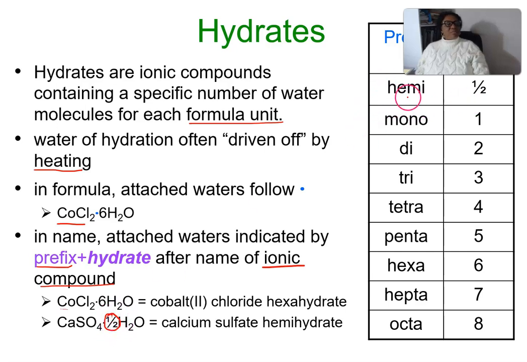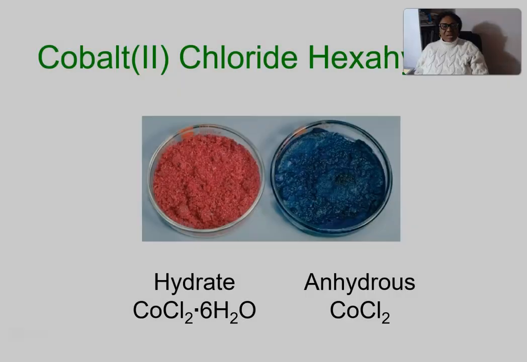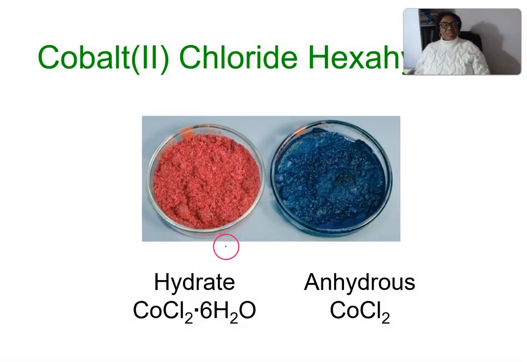So the prefixes that we use are hemi for half, mono for 1, di for 2, tri is 3, tetra is 4, penta is 5, hexa is 6, hepta is 7, octa is 8. Those are the prefixes. And you can see that the presence of water molecules changes the compound, even the color. Look at it. This is the hydrated form. And this is the anhydrous form, where the water has been removed by heating, as we said.